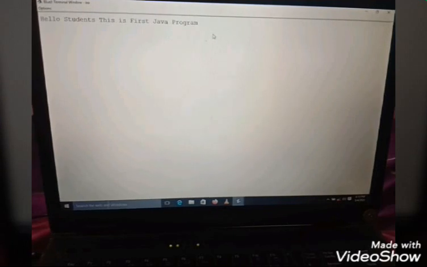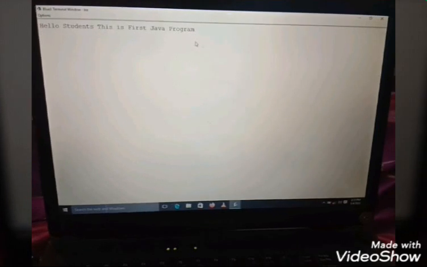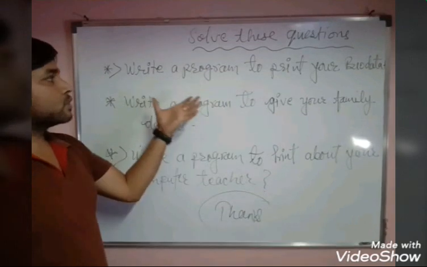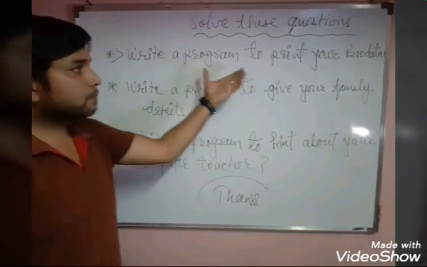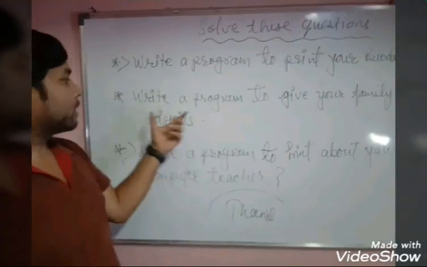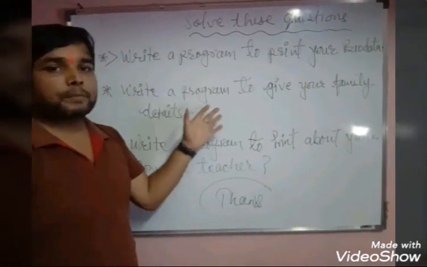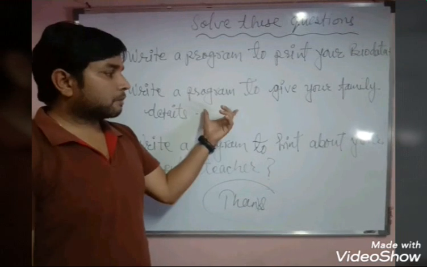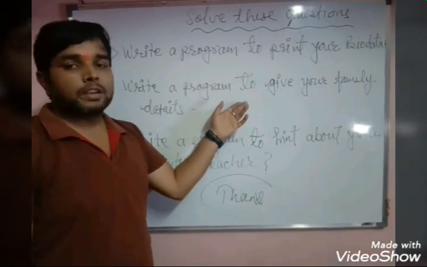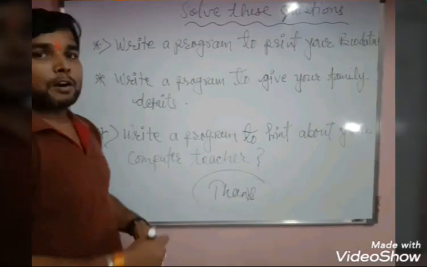Now students, you have seen how to make a Java program. So I am giving some work to you. Do it and do it carefully. You have to solve these questions. First, write a program to print your biodata. You have to write one program and print your biodata in that program. Second, write a program to give your family details. In that program you have to print your family details, that is the name of your father, name of mother, and name of your brother and sister. And in this program you have to write about myself.